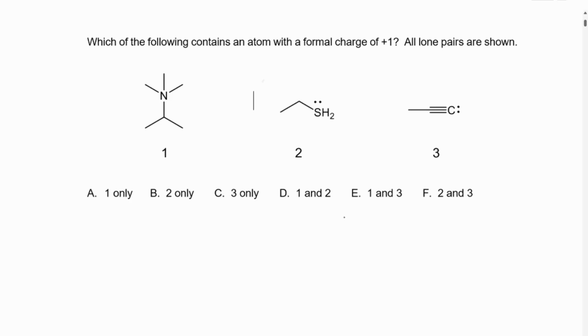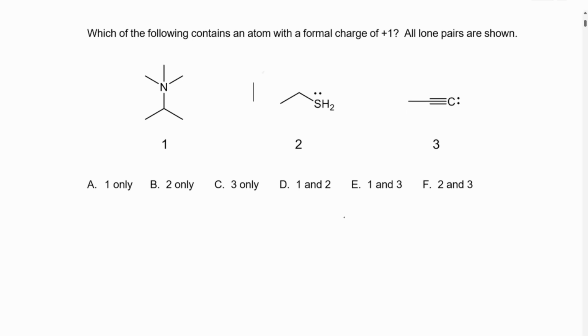Today I'll be going over some practice problems. This is going to be Organic Chemistry 1. I'm going to start all the way from the beginning. Which of the following contains an atom with a formal charge of +1? All lone pairs are shown.